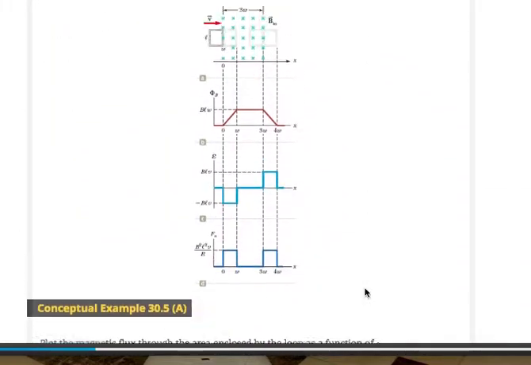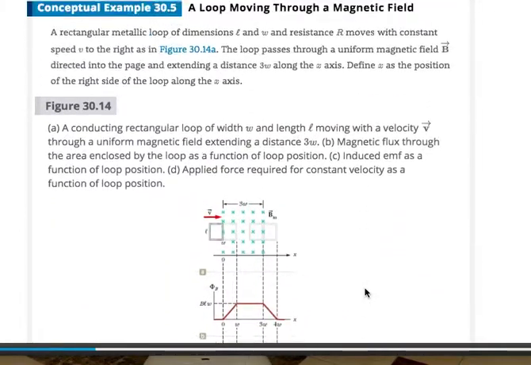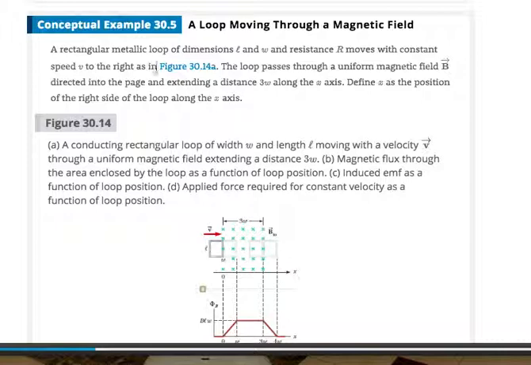That's a lot of right-hand rule stuff. And this example is really good. So you have a rectangular metallic loop. It's L versus W, length and width. It moves with a constant speed through this magnetic field, which is 3W long.